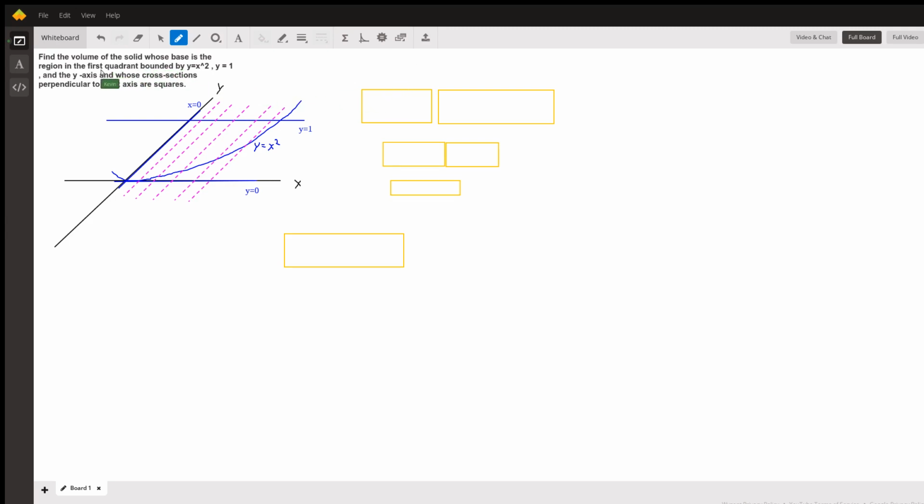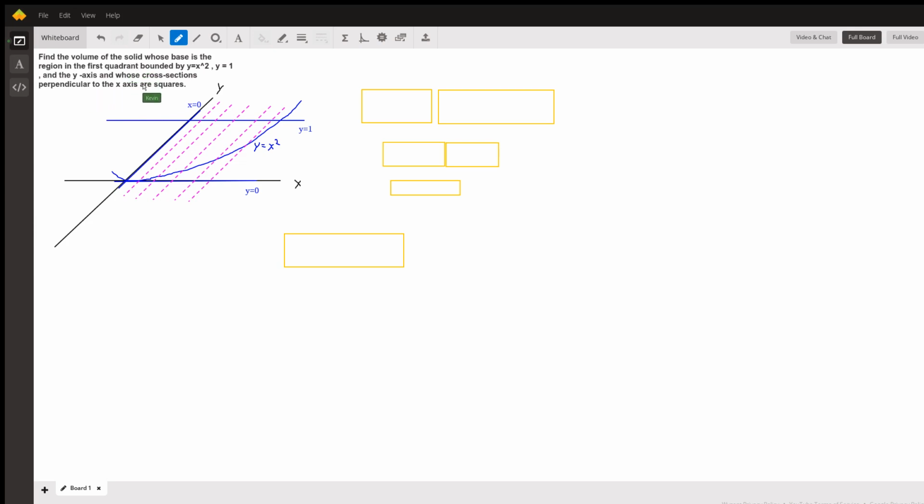It says there's a solid whose base is a region. Okay, I'm going to stop reading and just recognize there's a solid. That means I'm drawing in 3D, and the base is in the plane. So I'm going to draw it nice and flat like this, so we'll be able to see what's going on. It's in the first quadrant, so I draw in blue my axes here. Y equals x squared, I draw that one, and y equals 1. It also says y-axis, but we already got that because of the first quadrant.